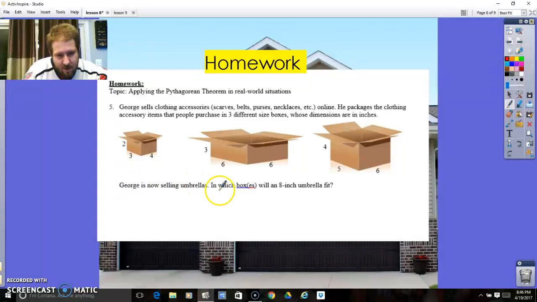Homework. George is now selling umbrellas. In which boxes will an 8-inch umbrella fit? Now, I know you think this is a 2x3x4, so it won't fit. Maybe it will, maybe it won't. Well, the crazy part about this question is now you have to solve this twice. You have to imagine the bottom of the box.